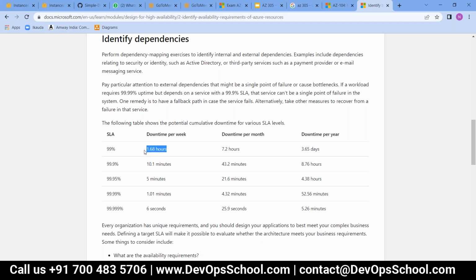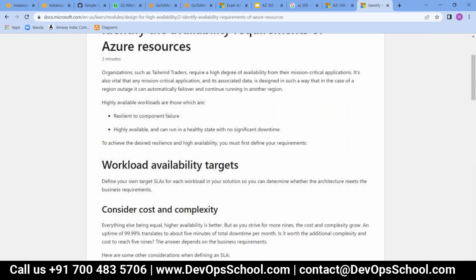Okay, it doesn't mean that with 99% always 1.68 hours of downtime will be there. Even with 99%, based on your application and all, there may be no downtime. That is a possibility, but Microsoft doesn't guarantee it. In case of failure, it will say it was 99%, and that was our agreement. So with that concept, SLA came into picture.